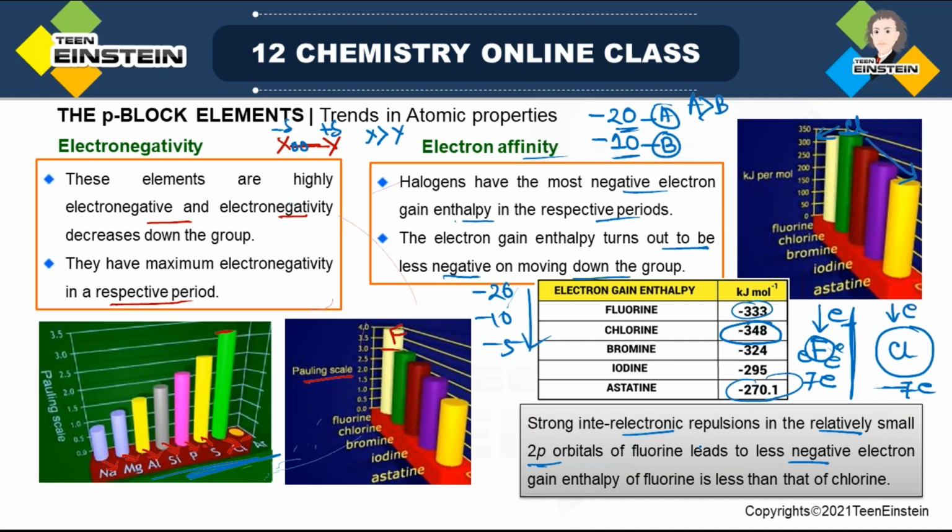So this is the trend for electron affinity. And this question is very common: why does fluorine not have the maximum electron gain enthalpy? Our normal expected trend is not present here, and that is because of the high electron density of fluorine. When you try to add one more electron, it does not occur very easily. Okay, is there any doubt in these two properties?